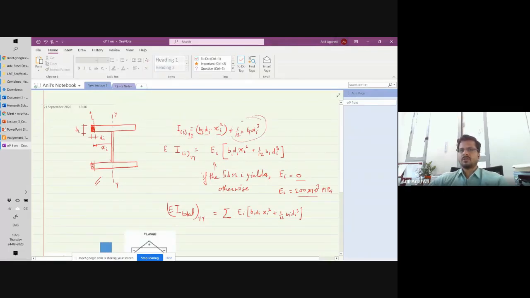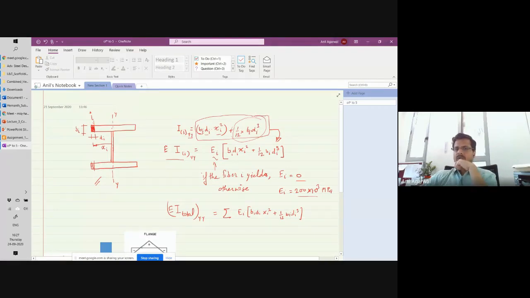This second component of I will be 1/12 of bi di cube, right? We are talking about bending about this axis, so that is its local moment of inertia about the centroid. That will be 1/12 bi di cube plus this term, which is from the centroid of this fiber to the neutral axis. The corresponding EI contribution from this particular fiber will be equal to E for the local fiber i multiplied by this I value. Simply this I value is going in there.